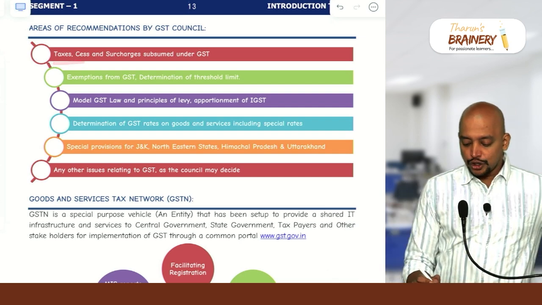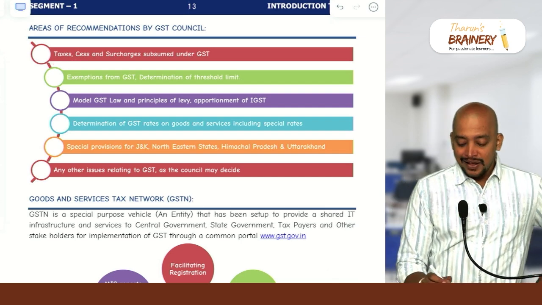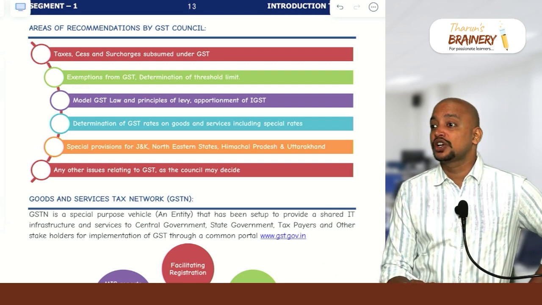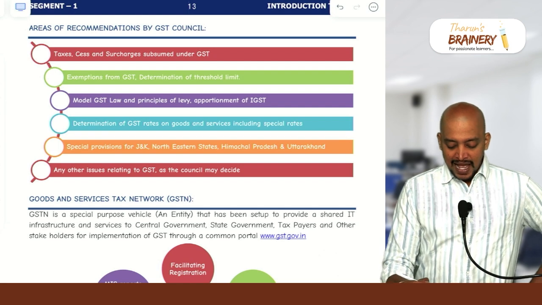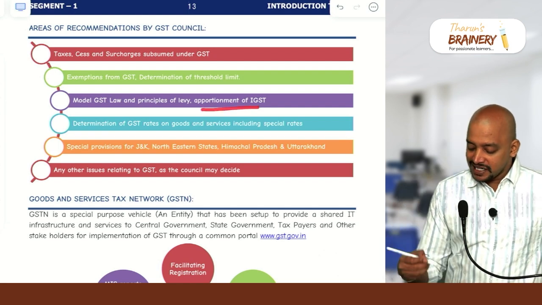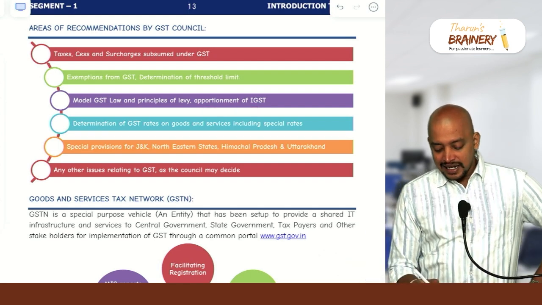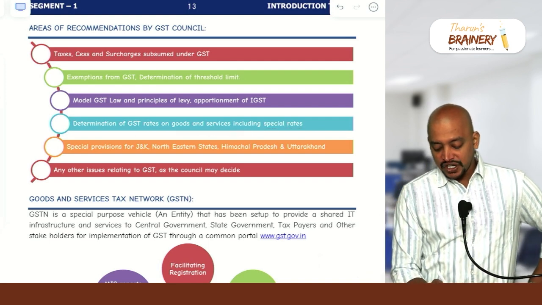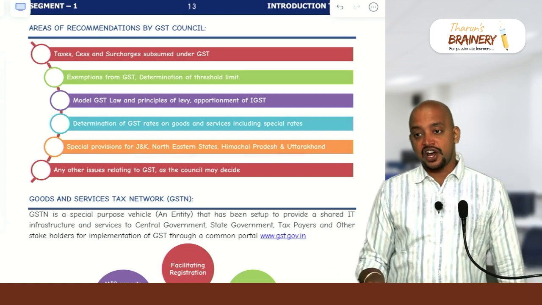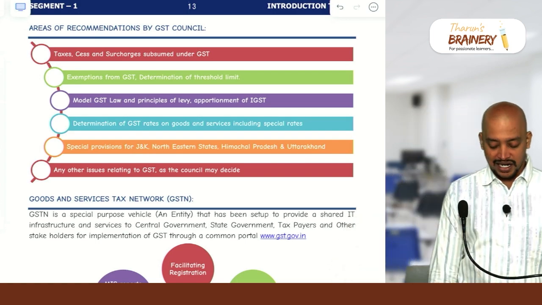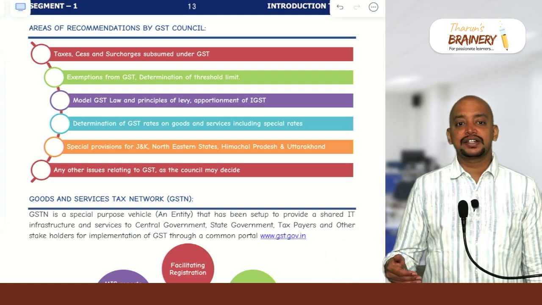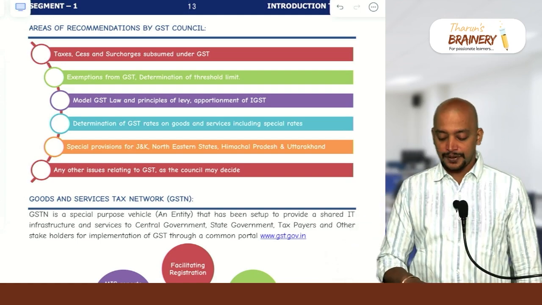Taxes that are to be subsumed under GST, what exemptions they want to give and for which state, how much is the threshold limit for registration, and then apportionment of IGST, and determination of GST rates including the special rates, then special provision for Jammu and Kashmir, northeastern states, Himachal Pradesh, Uttarakhand, and any other issues related to GST. These are some areas of recommendations by the GST Council.